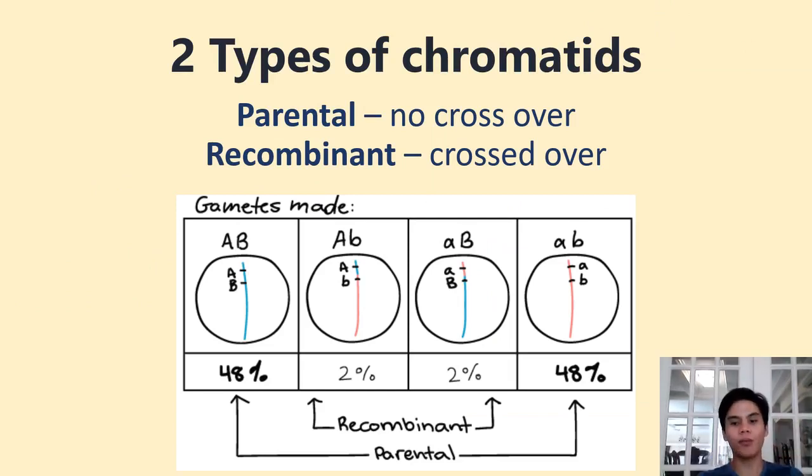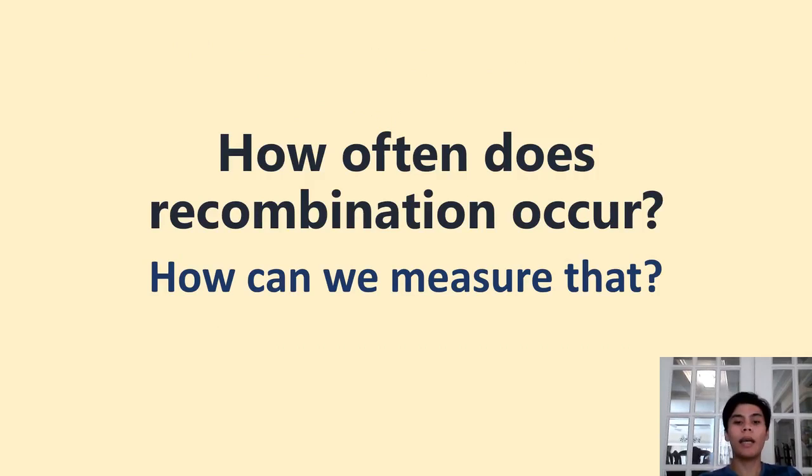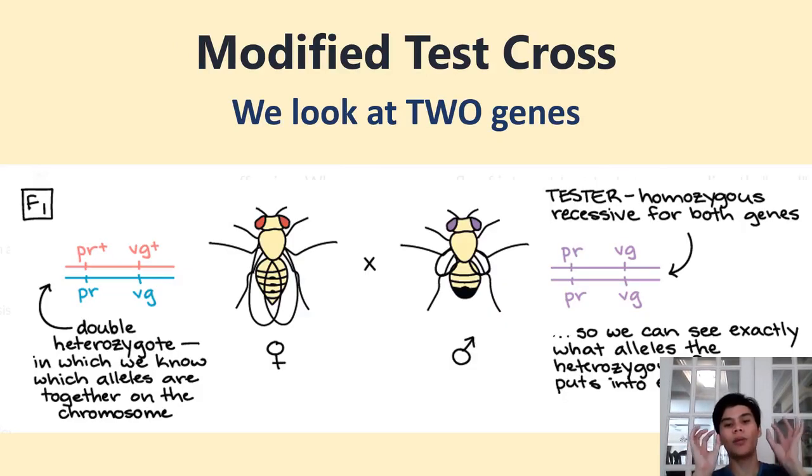So again, we have two types of chromatids. The ones with no crossover, your non-recombinant chromatids, are called the parental chromatids. Whereas the ones that cross over are called recombinant chromatids. And recombination is very rare. Since it's rare, your recombinant chromatids will have very small proportions, whereas your parental chromatids, sila yung mas marami. So again, recombination is very rare, and we can measure how often it occurs based on what we call the recombination frequency. But we need to do a modified test cross.